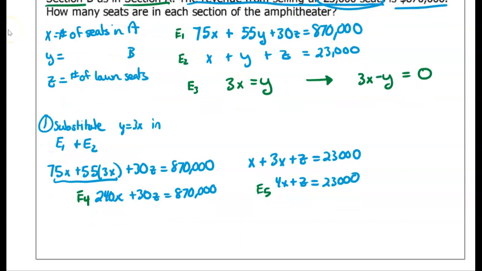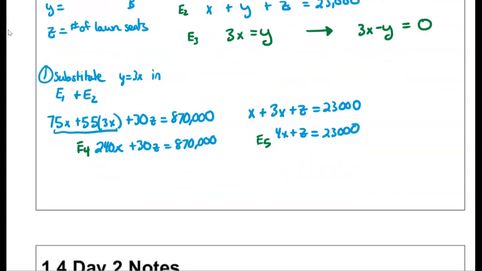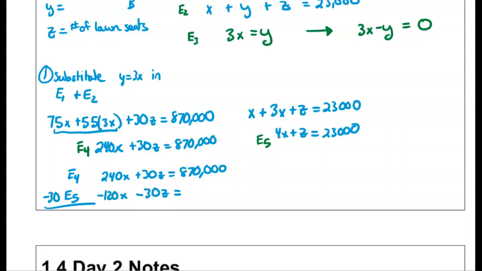Now, we're trying to solve, so we want to take equation 4 and equation 5, and we want to either get rid of all the x's or all the z's. It doesn't really matter which one we choose. I think I'm going to take equation 4, which has 30z, so if I take equation 4 and negative 30 times equation 5, that will get my z's to cancel out. So here's equation 4, 240x plus 30z equals 870,000. So negative 30 times equation 5, that's negative 120x, negative 30z, and then negative 30 times 23,000 is negative 690,000.